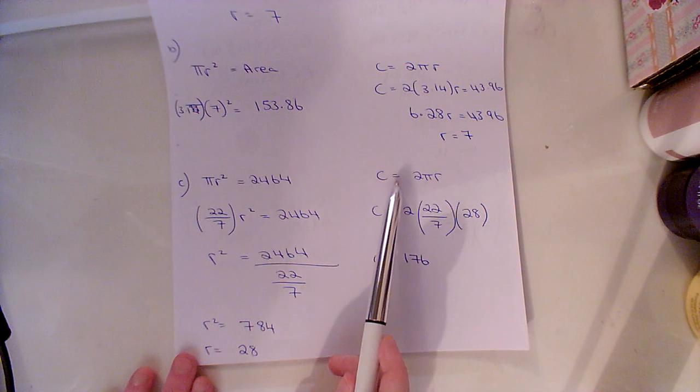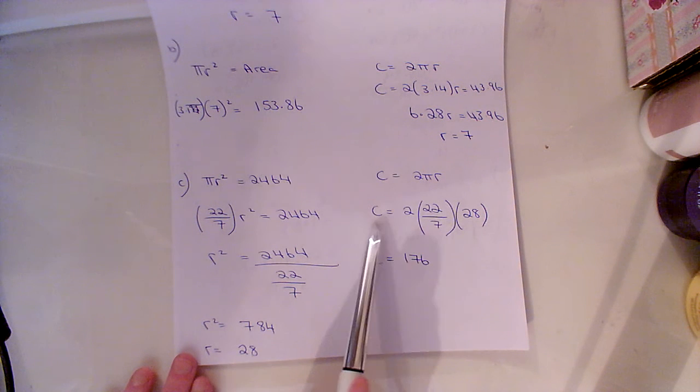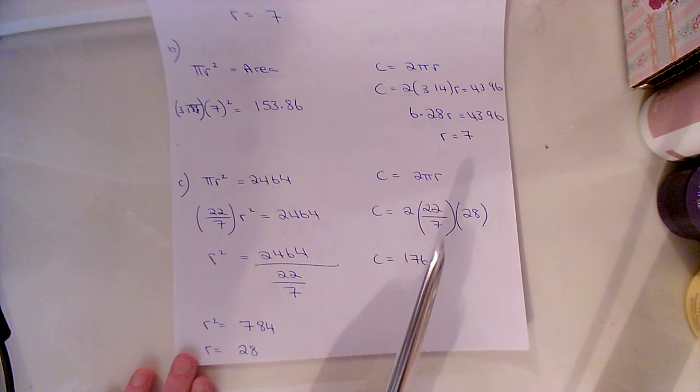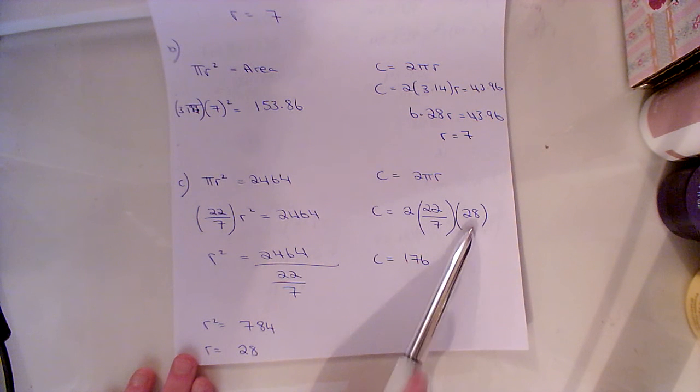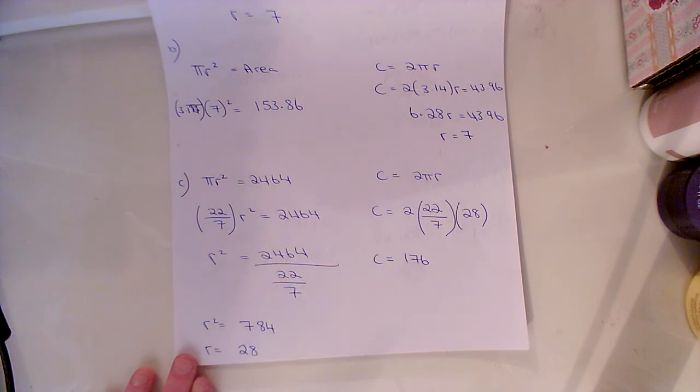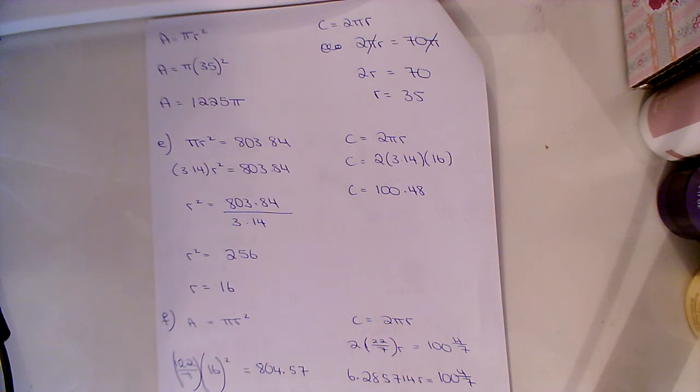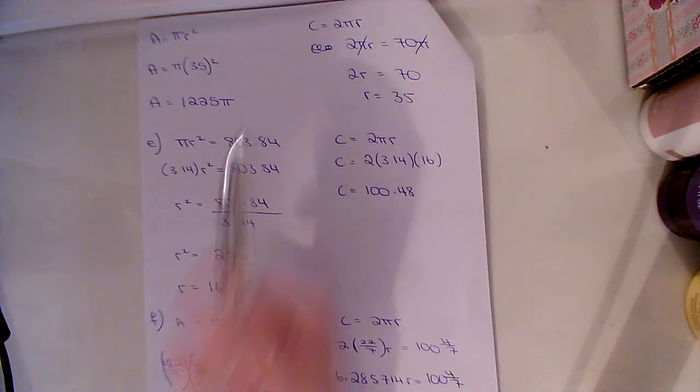So I have my circumference is equal to 2 pi r, so C is equal to 2, my pi is 22 over 7, r is 28, and I get my circumference is equal to 176. The next one on the table, I was told to take pi as pi, and I was given the circumference is 70 pi, so that's what I'm going to work with first.